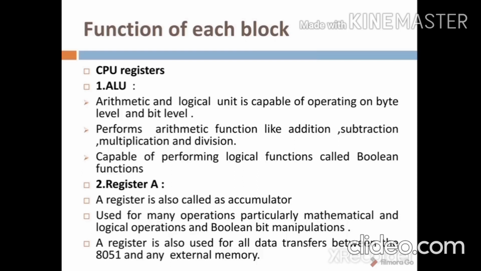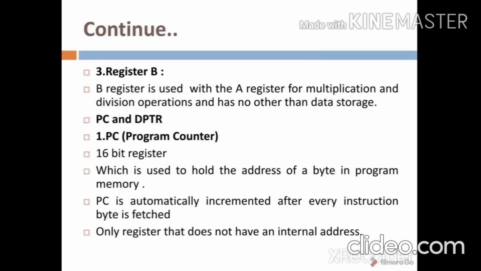Then next is register A. Register A is also called the accumulator. The accumulator is used for many operations, particularly mathematical and logical operations, and it is also used for Boolean bit manipulations. Register A is also used for all data transfer between the 8051 and any external memory. Next is register B. The B register is used with the A register for multiplication and division operations and has no use other than data storage.